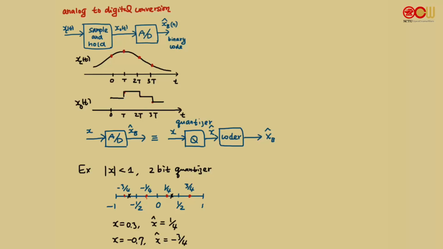Now for the coder part, each cell is represented by 2 bits. So we may call this cell 0, 0, and this one 0, 1, and this is cell 1, 1, and this is 1, 0.